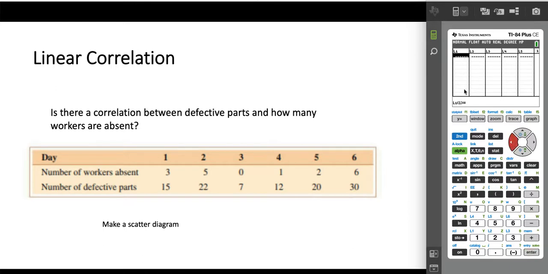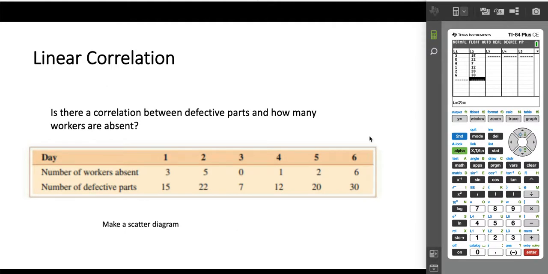So we're going to put in list 1 the number of workers absent. It's important that you put that in as your independent variable, list 1. You'll see that later. That goes in list 1. So I'll put 3, 5, and press enter. And I showed you how to do this before, so I'm going to pause the video and just finish filling in the data. Okay, so I got all my data in the calculator.